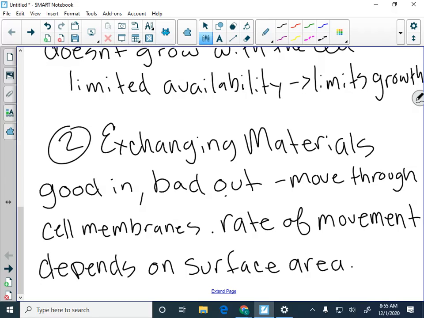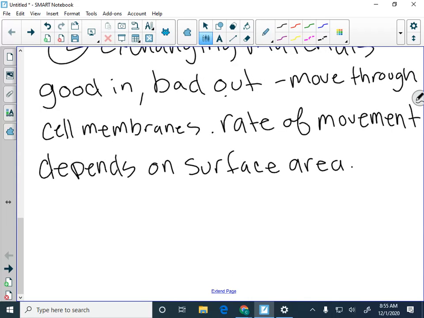So the more surface area a cell has means the more cell membrane it has. And the more cell membrane it has means the faster that it can get the good stuff in and the bad stuff out. So we want as much surface area as possible based on the size of the cell. Which brings us to a very important point. So I put a little star by it, little exclamation points, little fireworks. And that is surface area to volume ratios.